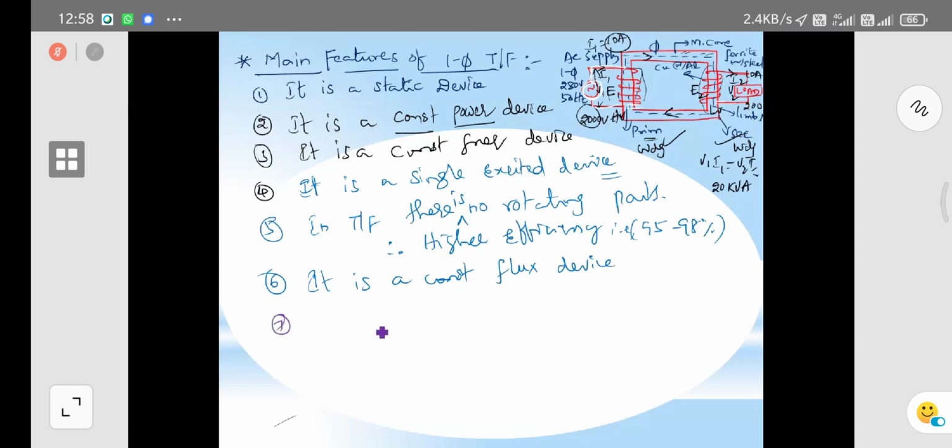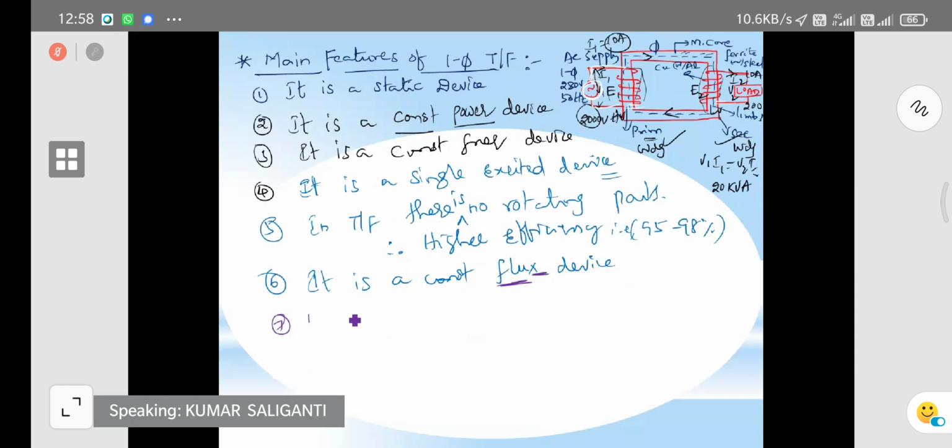So next, it is a 4-terminal device. This reason I will tell you later, while discussing the transformer on load condition, so this point will come. Don't worry. It is a 4-terminal device.